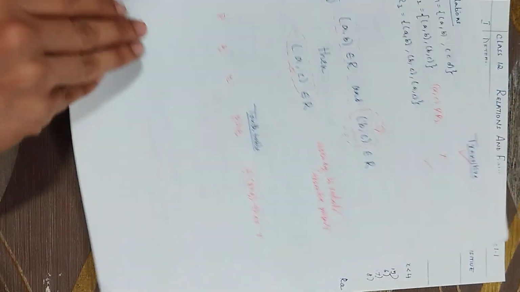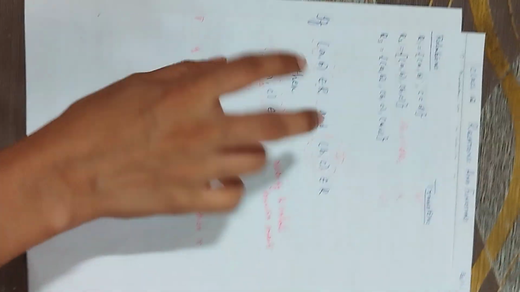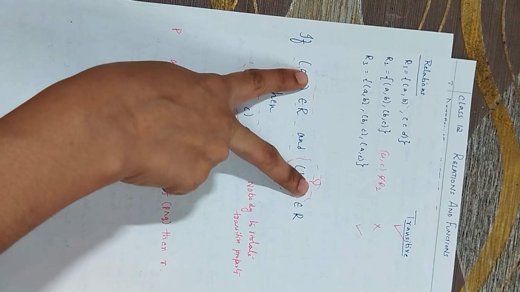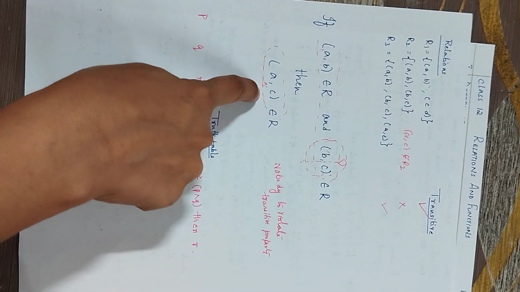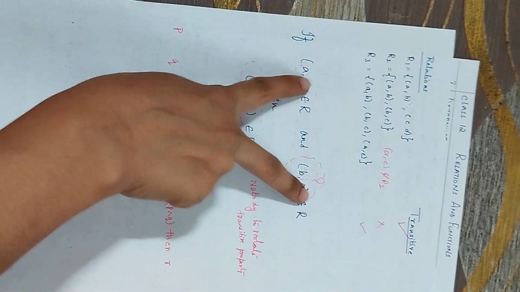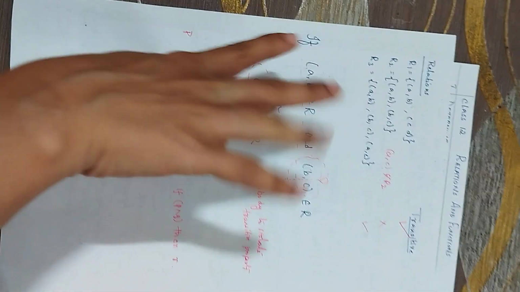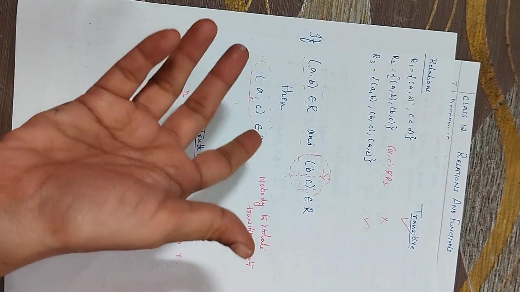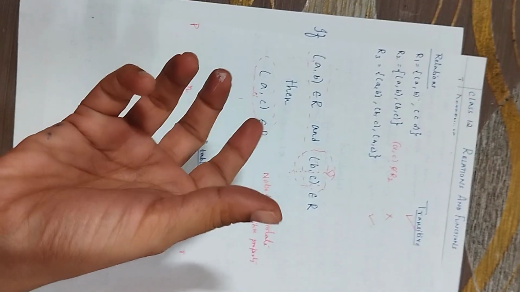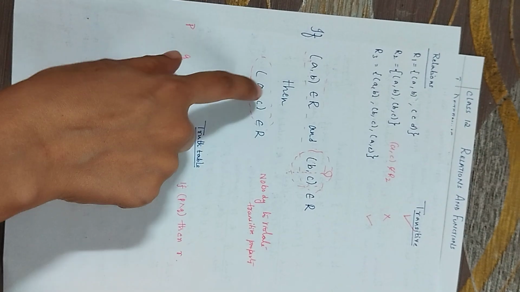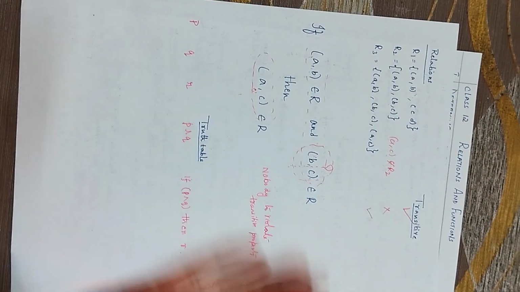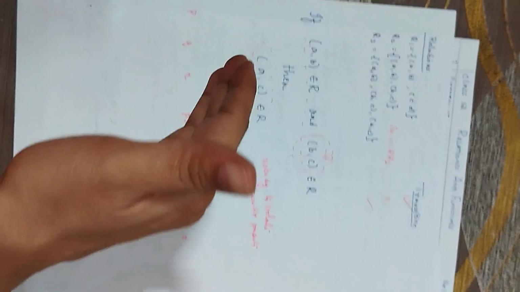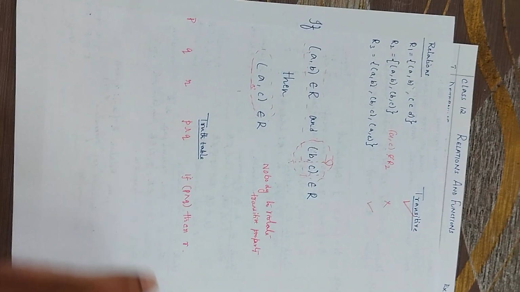I'll explain this once again. If this exists, this must exist. If this does not exist, there is no importance of checking whether the other exists or not. So there is no counterexample to disprove that it is transitive.